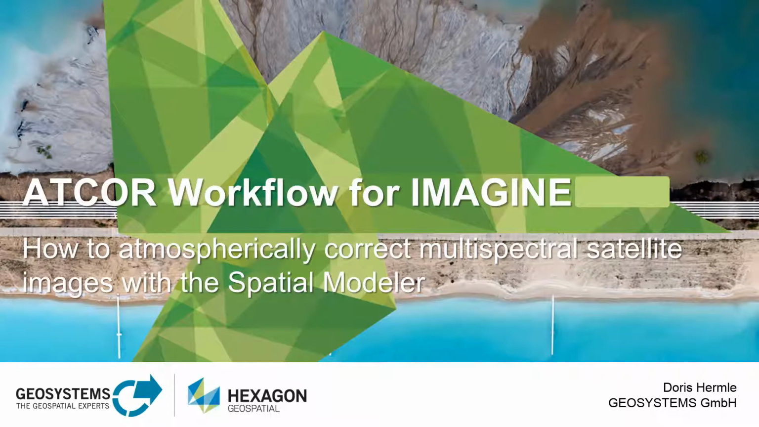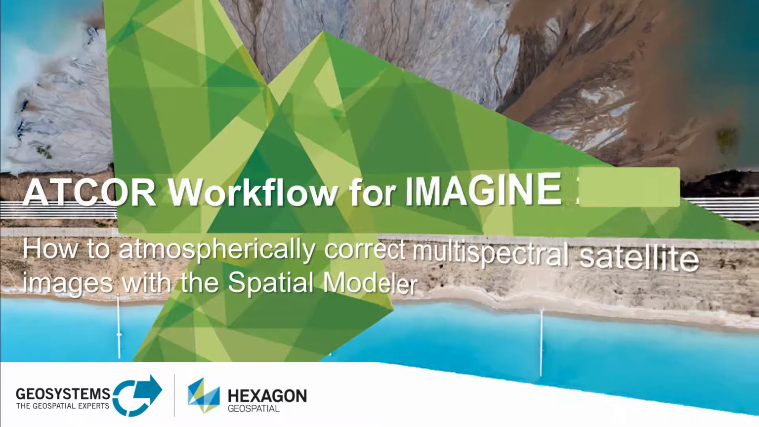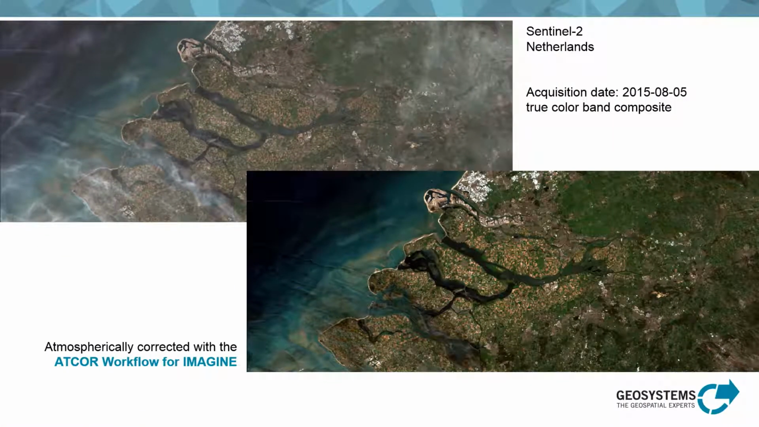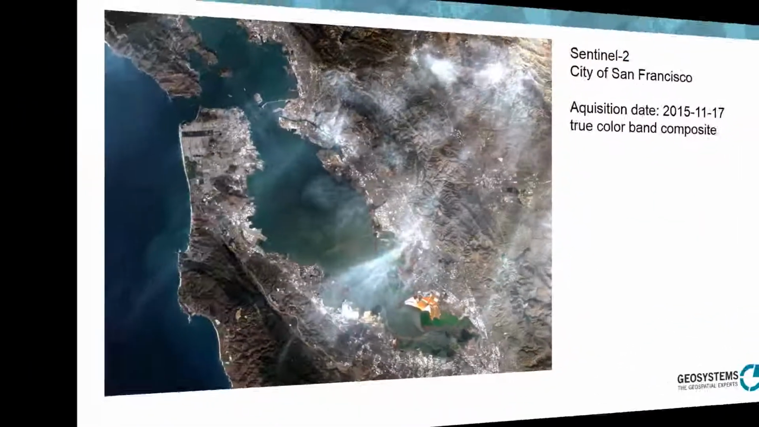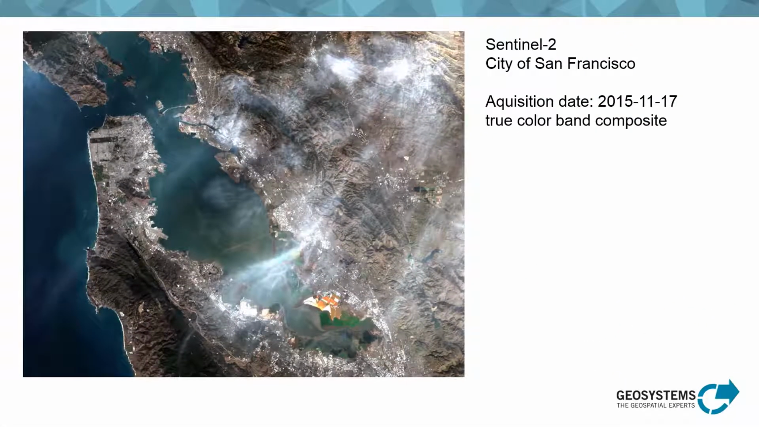Today I want to show you how you can atmospherically correct satellite images by using the ATCOR Workflow for Imagine with the ERDAS IMAGINE Spatial Modeler. Maybe you have already seen the other movie, How to Use the ATCOR Workflow for Imagine on the basis of the dialogue. In this example, a Sentinel-2 multispectral image of San Francisco will at first be dehazed and thereafter atmospherically corrected with ATCOR 2. Additionally, a haze map with different classes will be created.